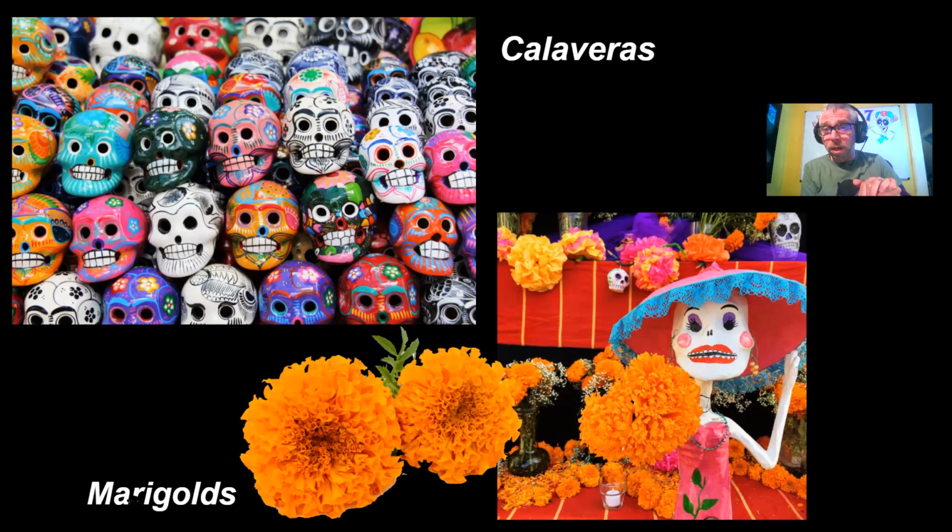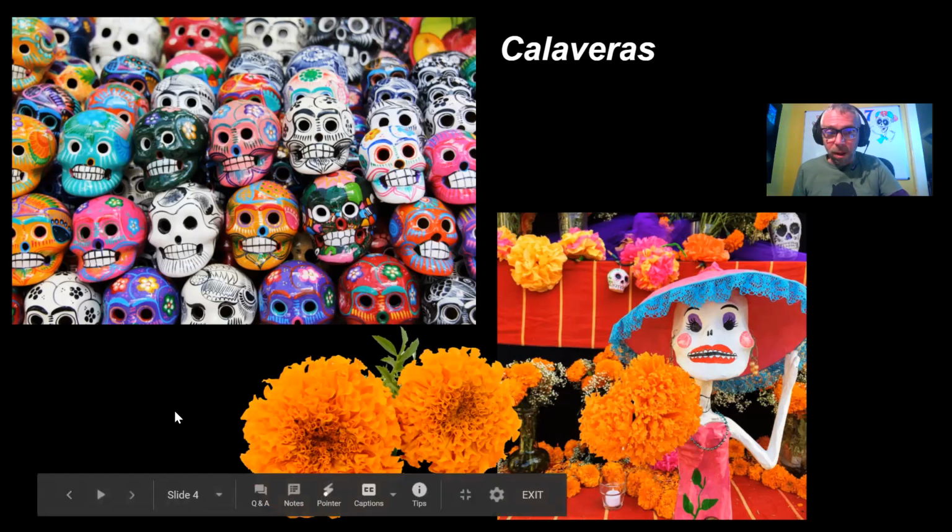Marigolds are another big tradition in Dia de los Muertos. They're like this bright orange flower, pretty big flower. People use them to decorate ofrendas. They decorate cemeteries and gravestones with them. They're just kind of everywhere. They're a big part of decorating for the celebration.